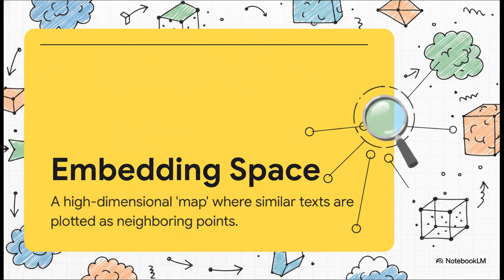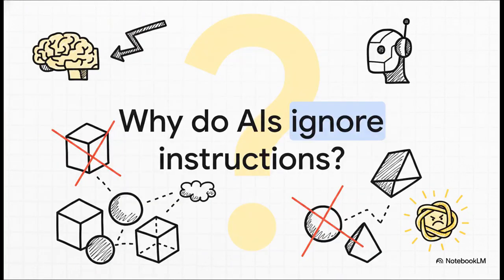You can just think of it as this massive, multidimensional space where every piece of text gets plotted as a coordinate. And the most important rule here is super simple. Text that means similar things are close together on the map. They're neighbors. So, this brings us to a really common frustration.